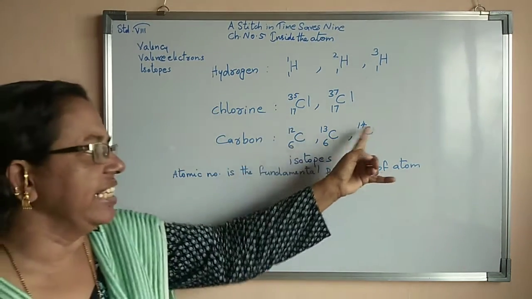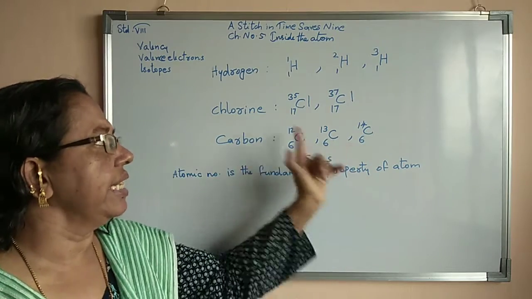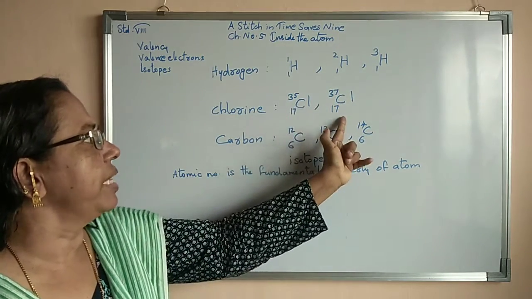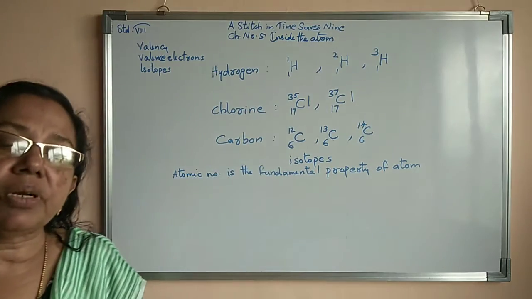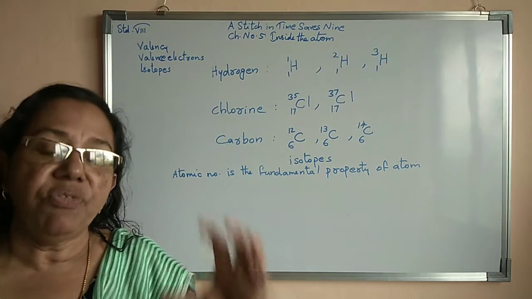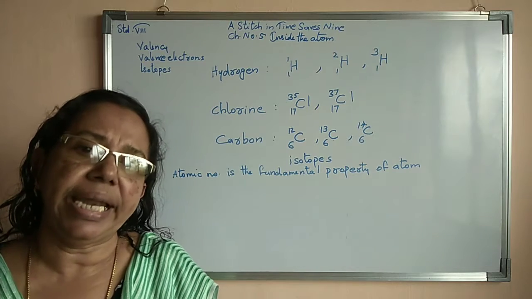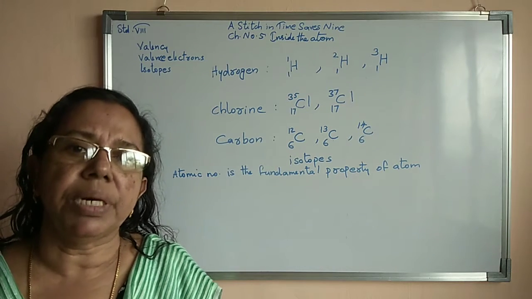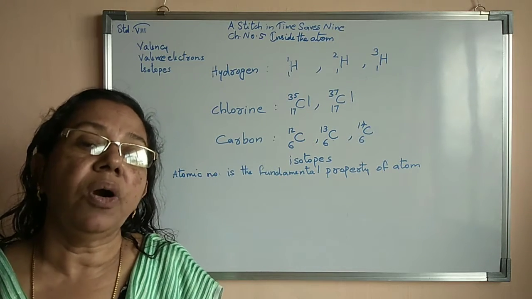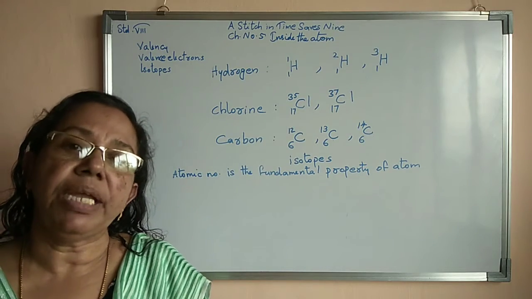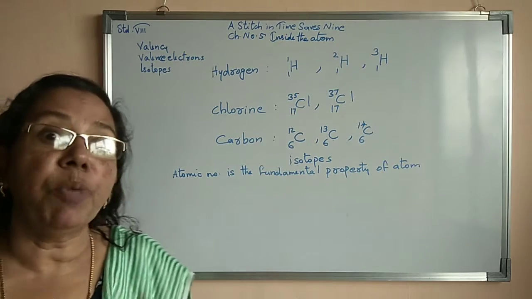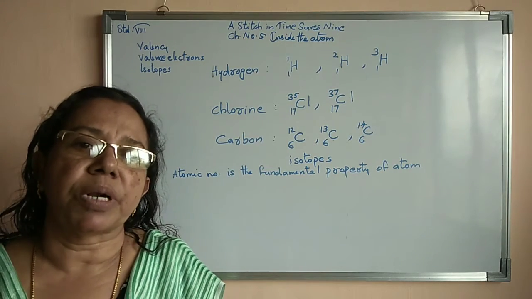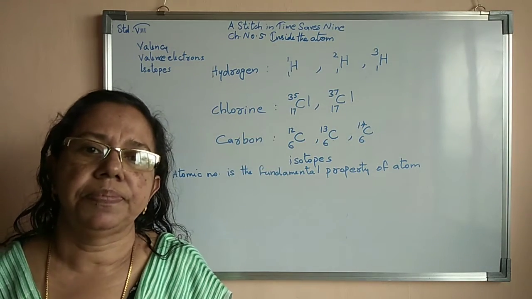Because mass number varies, atomic number remains the same. Mass number changes, atomic number same. Because of that we can say that when we think of an atom, its atomic number shows the main property of an atom. Fundamental property means important property, main property of an atom.